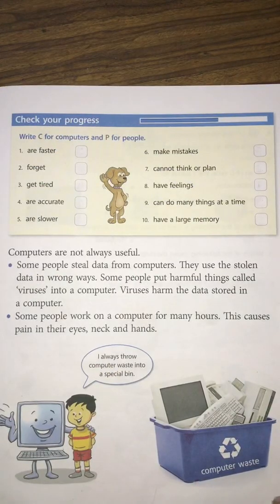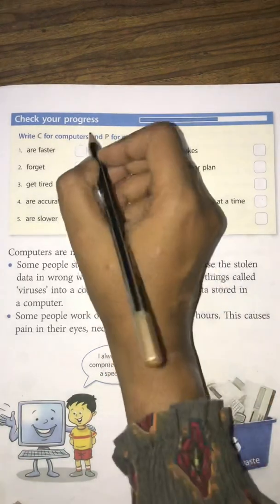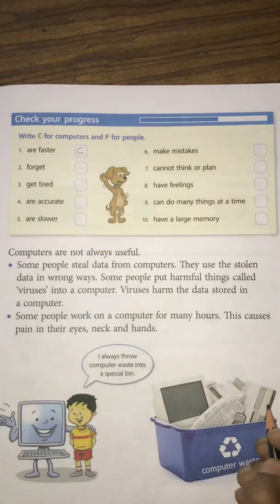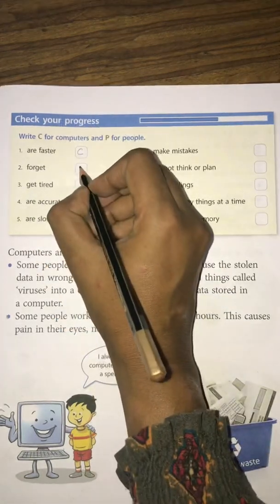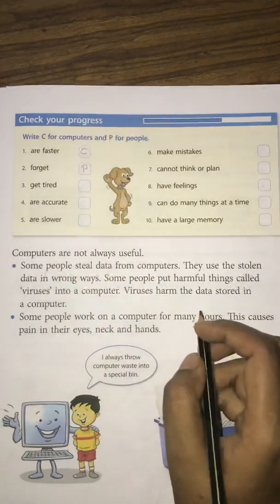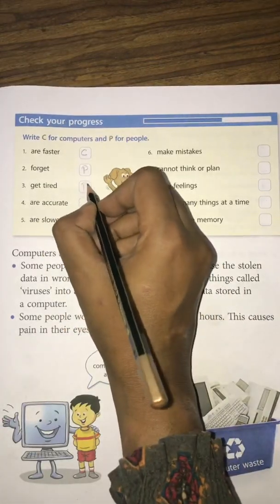Now come to the next page, the exercise, that is, write C for computers and P for people. Are faster. Computers are faster or people? That is computer. So you write there C. C is for computer. Forget. Can a computer forget or can we forget, children? We can forget. So you write there P. P is for people. Get tired. P. P is for people.